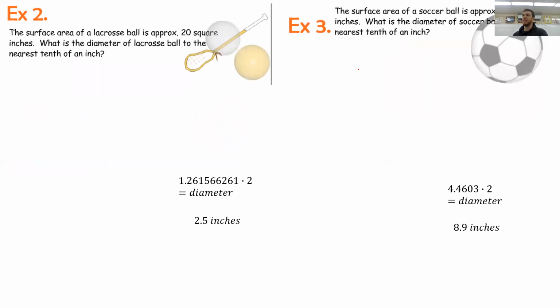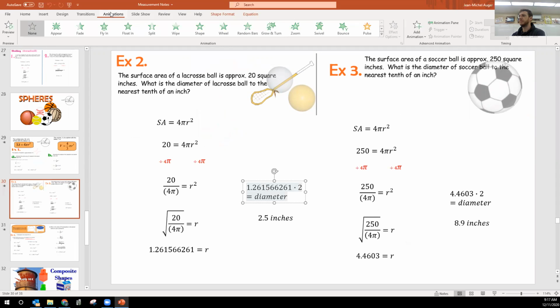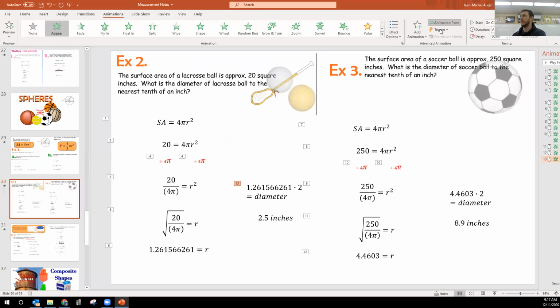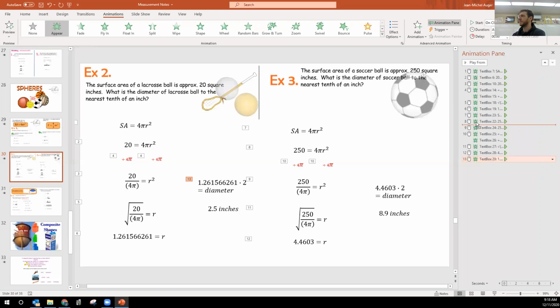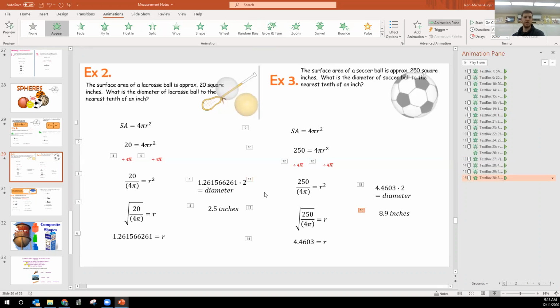Okay, the surface area of a lacrosse ball is 20 inches. Oh, I didn't animate these, damn. Okay, let's take a phone break while I animate. All right, we're back. Phone break over.